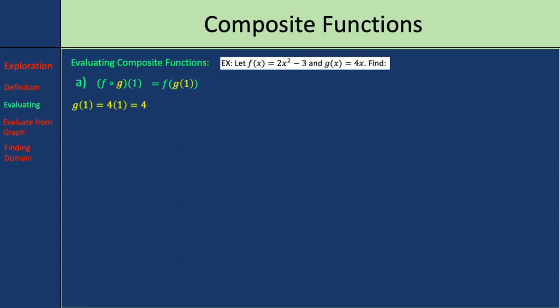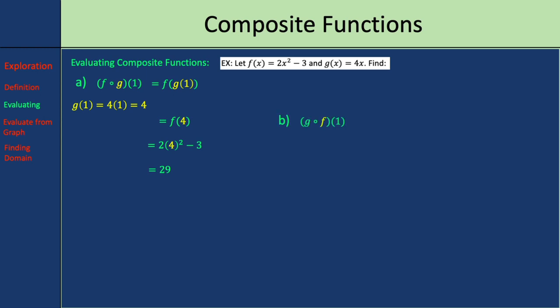And then since g of 1 is 4, I take that and I plug it back in for my f. So now I have f of 4. And then I put 4 in for the x of f. And I evaluate, which is 2 times 4 squared minus 3, which ultimately gives me 29. Okay, so recap. I do the inside function first, which is g of 1, and I evaluate g of 1. Once I get that value, I plug it back in for the outside function, which is f. So f of 4, which gives you 29.